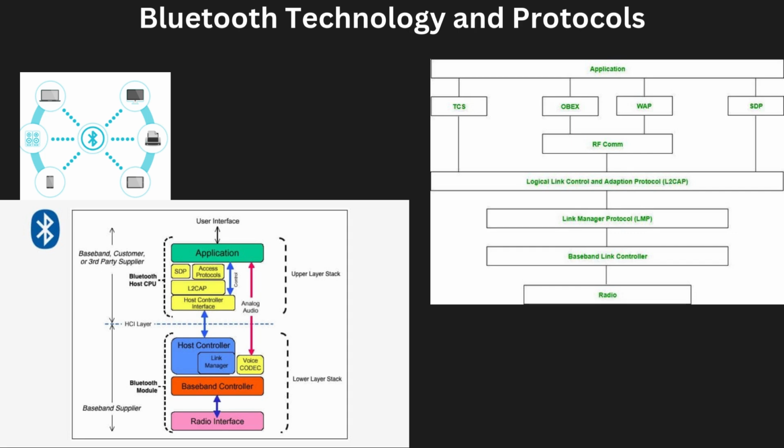Enterprises use Bluetooth in smart office setups, employee or attendance tracking, and proximity based services. With support for mesh networking, modern Bluetooth versions can connect multiple devices in complex environments. So understanding Bluetooth protocols and applications is essential for designing efficient wireless enabled enterprise systems.